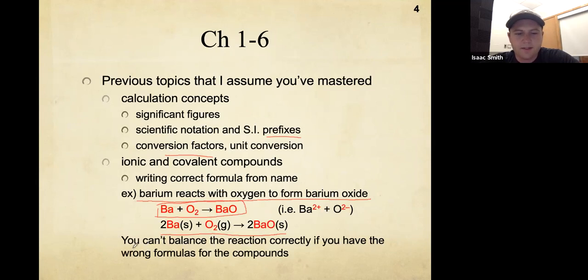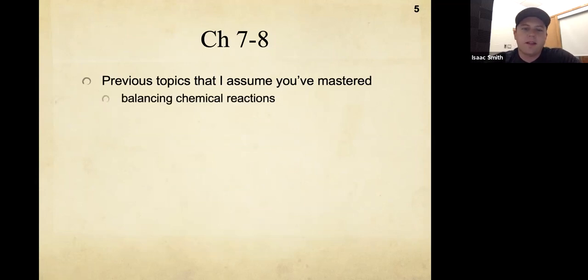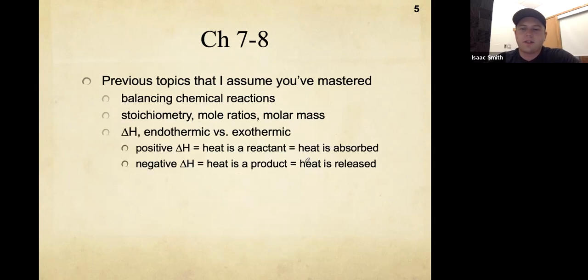And then, yeah, obviously you can't balance the reaction correctly if you didn't come up with the correct formula in the first place. So you need to be able to come up with ionic compounds. Okay. And then from chapters 7 and 8, so from exam 3, balancing chemical equations, stoichiometry, mole ratios, molar mass. That's all the stuff we did in exam. Sorry, this is exam 2.